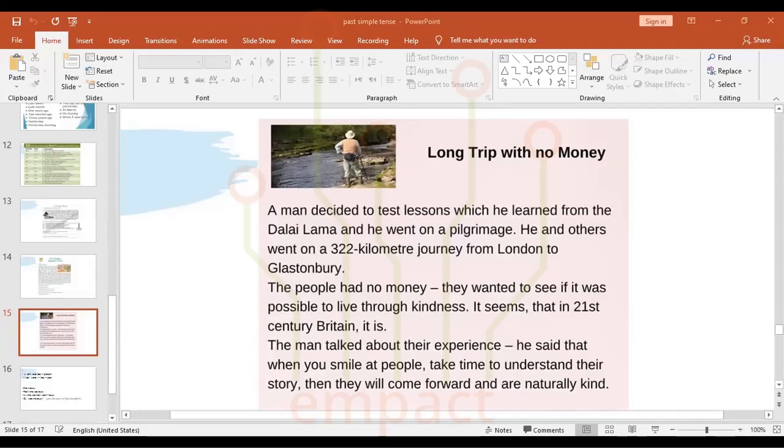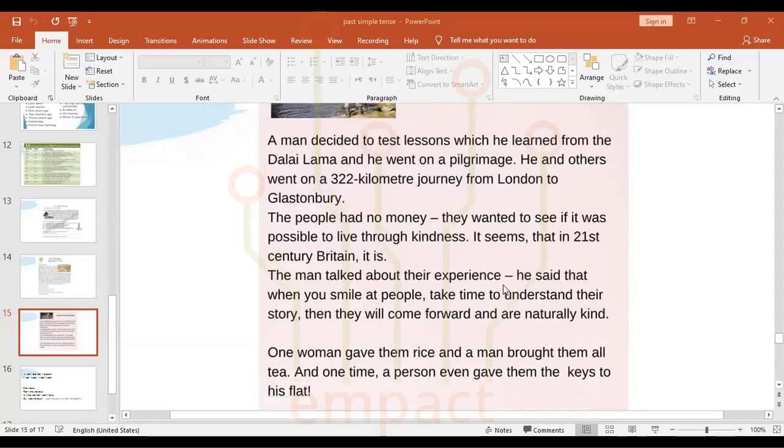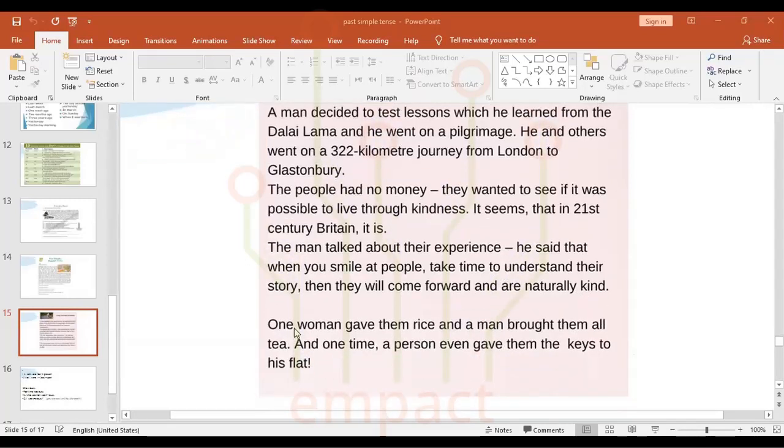Good morning, teacher. The man talked about their experience. He said that when you smile at people, take time to understand their story. Then they will come forward and are naturally kind. Naturally kind. When a woman gave them rice and a man brought them all tea, and one time a person even gave them the keys to his flat. Thank you so much, Khanim.